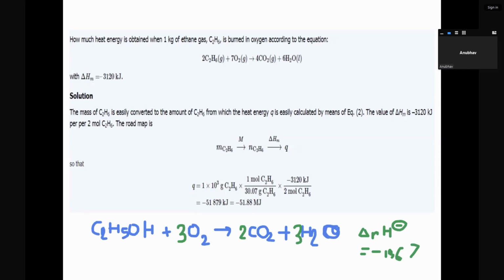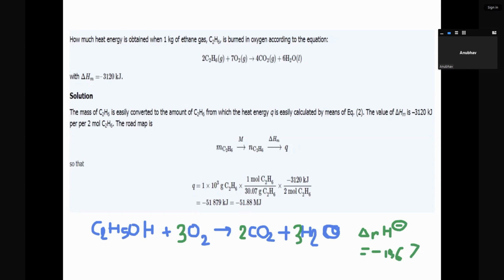To illustrate this concept, we have taken the question: how much heat energy is obtained when 1 kg of ethane gas, that is C2H6, is burnt in oxygen according to the equation. The equation is given over here, C2H6 plus O2 producing CO2 and H2O, that is water. So if we have to balance the equation, you see we are able to balance it. We have 4 carbon atoms on both sides, 12 hydrogen atoms on both sides, and 14 oxygen atoms on both sides. So we have got this chemical equation, and now we will see how we can solve the question.